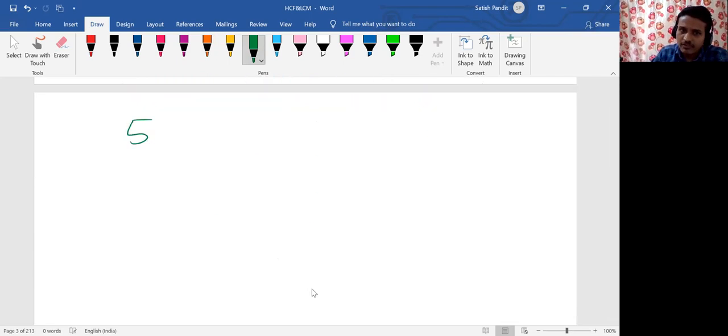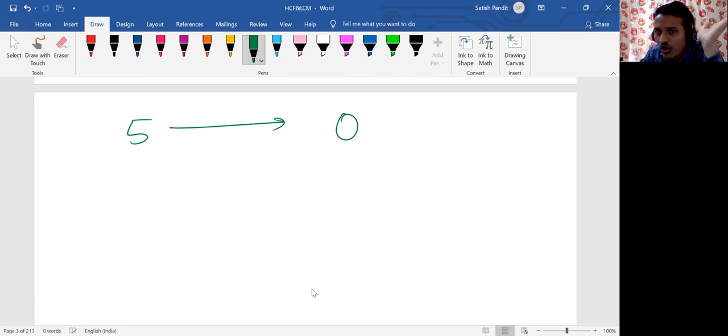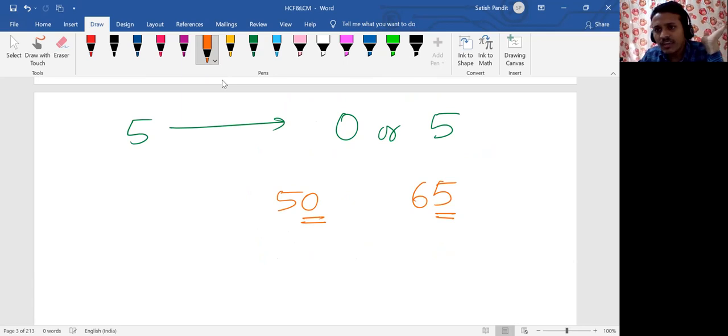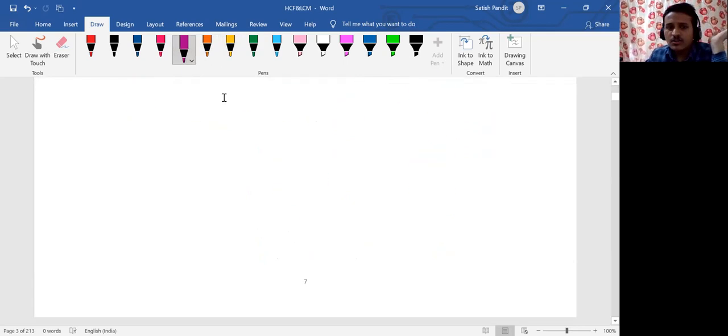Next, for 5, if the unit place digit is 0 or 5, then we can say that the number is divisible by 5. For example, 50, 65: the unit place digit is 0 or 5, so the number is divisible by 5. Next, let us check the divisibility rule of 7.